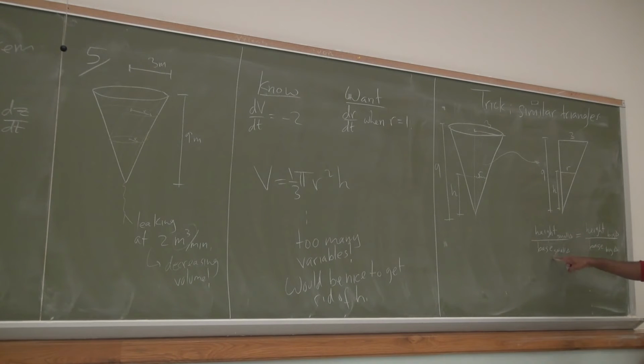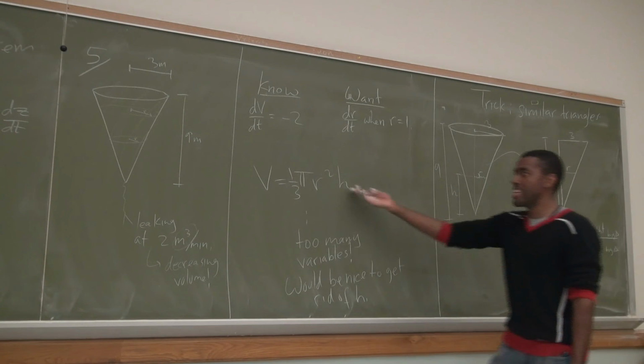What's the height over the base of the small triangle? Well, the height is H, the base is R. So this is just H over R, which is equal to the height over base of the big triangle. The height of the big triangle is 9. The base of the big triangle is 3. So it turns out that H and R are always proportional, and in fact, H is equal to 3R. Right? So knowing that, I can get rid of that H.